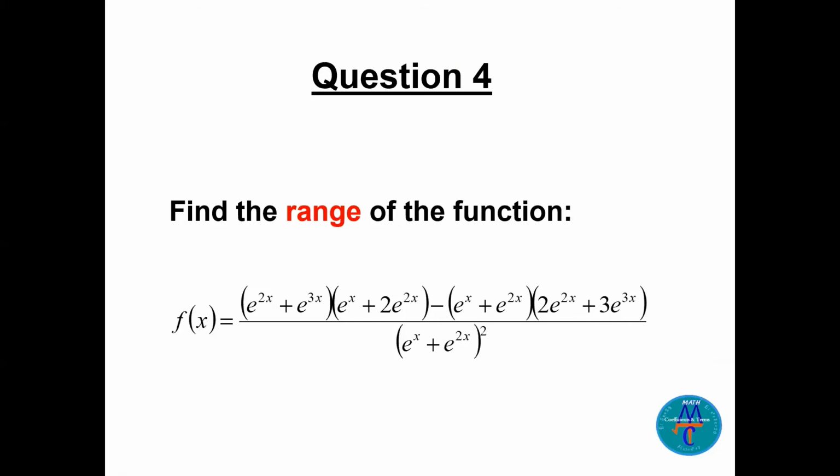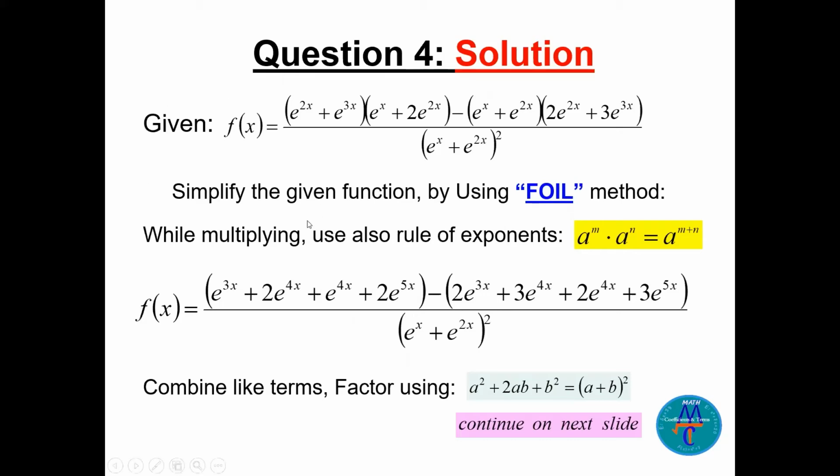Question number 4 is a nice question. Let's find the range of this function. It looks so huge. So what do we do? Simplify the function first. How do you simplify? Multiply the first two brackets. There is a minus here. Multiply the other two brackets here, and then subtract, and then divide by this. Leave this one squared now. You can expand it, but you can also leave it for a minute. And then the function will be a simplified function.